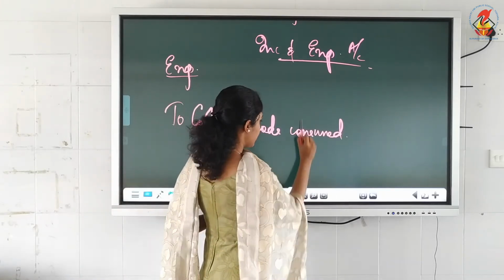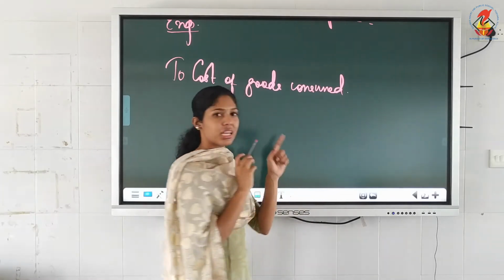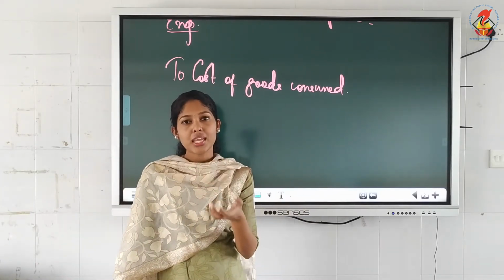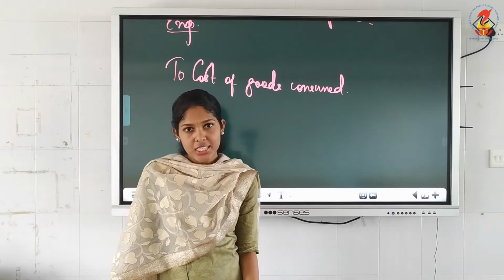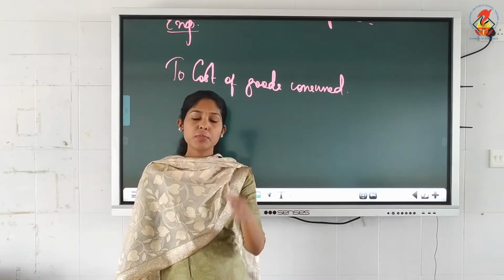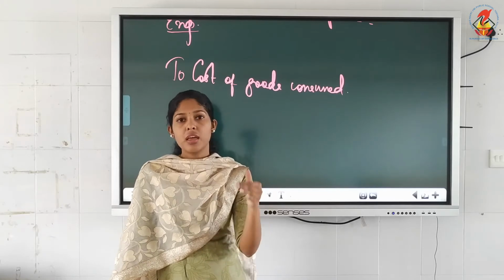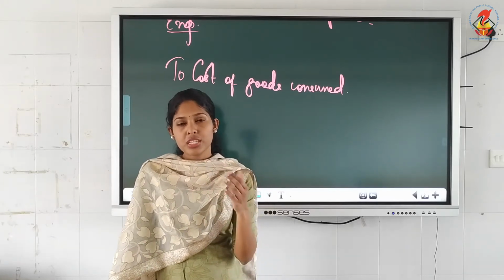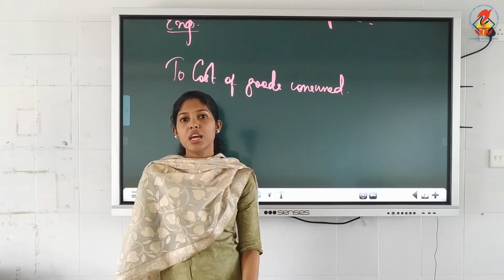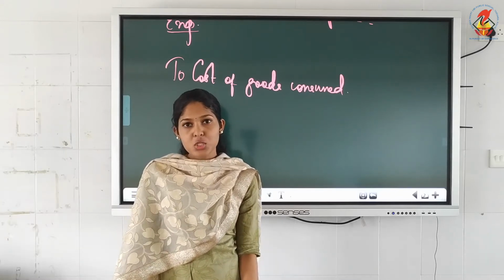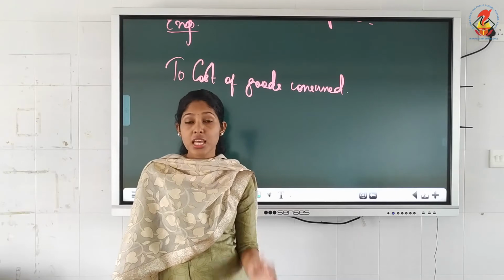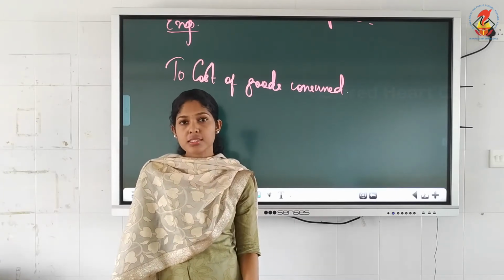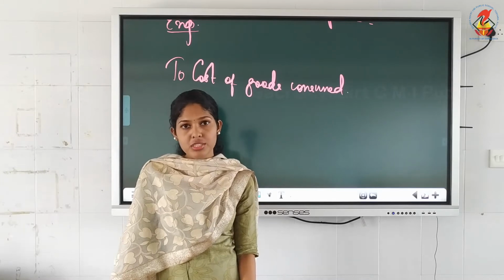Now, we discussed that net purchases means total purchases minus purchases returned. That total purchases means cash purchases plus credit purchases. So if the total purchases value is not directly given in the question, you will have to add these two, that is cash purchases and credit purchases you have to add. That is how we are getting the cost of goods consumed.